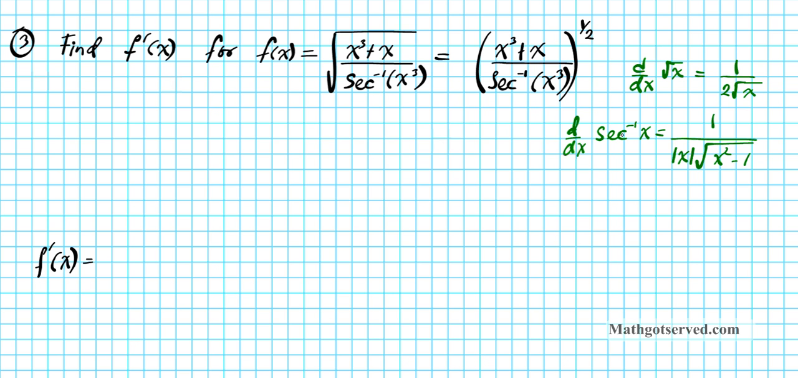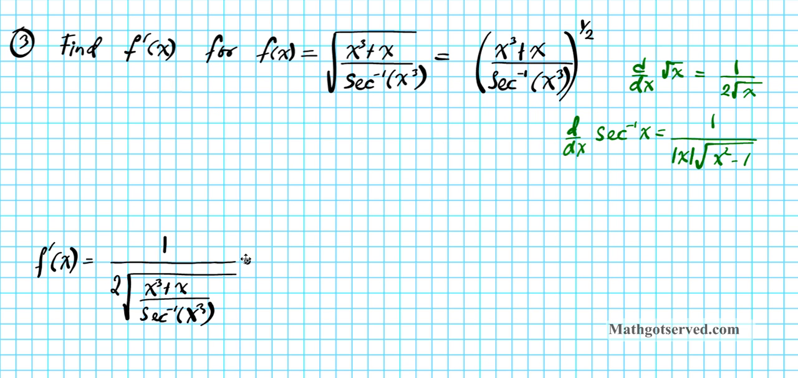I hope you see how this works, because x to the 1/2, if you use the power rule, you're going to have 1/2 x to the negative 1/2, which is 1 over 2 root x. Okay? All right, so if I apply that here, I'm going to have 1 over 2 root u. But u is this entire argument of the radical function, so 2 root of x to the third plus x divided by the arcsecant of x to the third. Okay? All right, we're done with the outermost function.